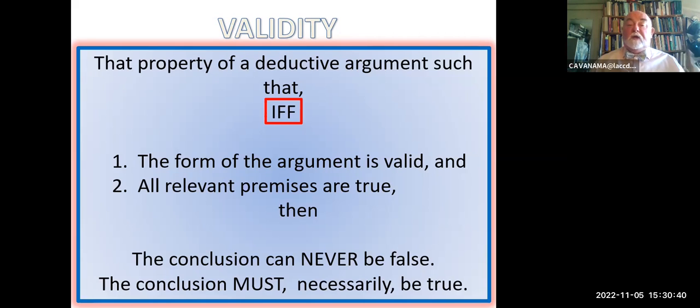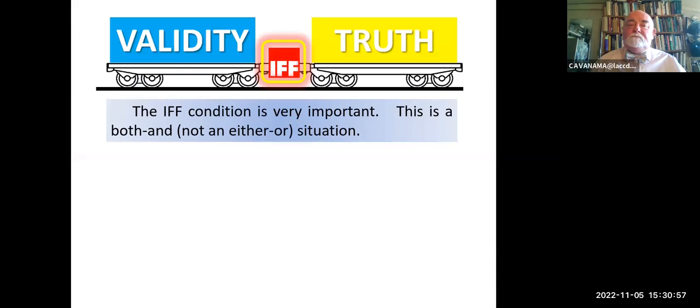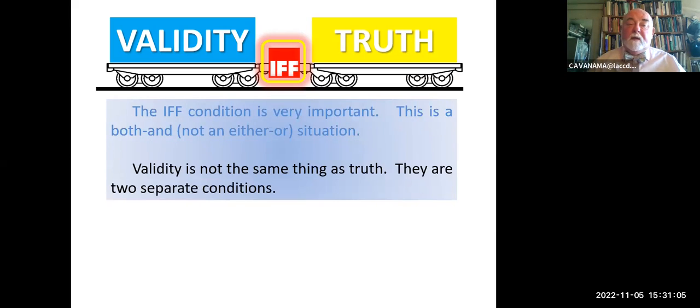But as long as you meet those two conditions for validity, if and only if the form of the argument is valid and all relevant premises are true, that's when you guarantee that your conclusion can never be false. It must necessarily be true. It is as certainly true as the premises. So that if condition is a very important couplet. Both and, not an either or situation.